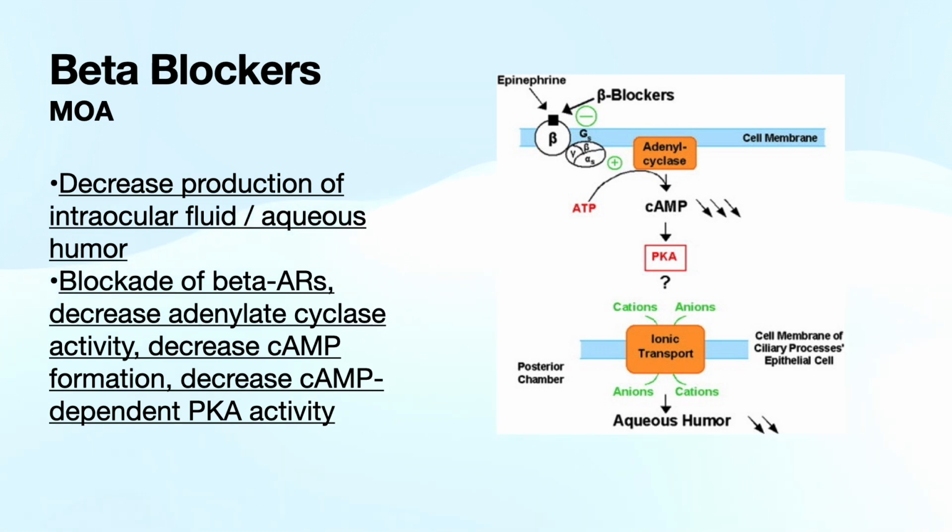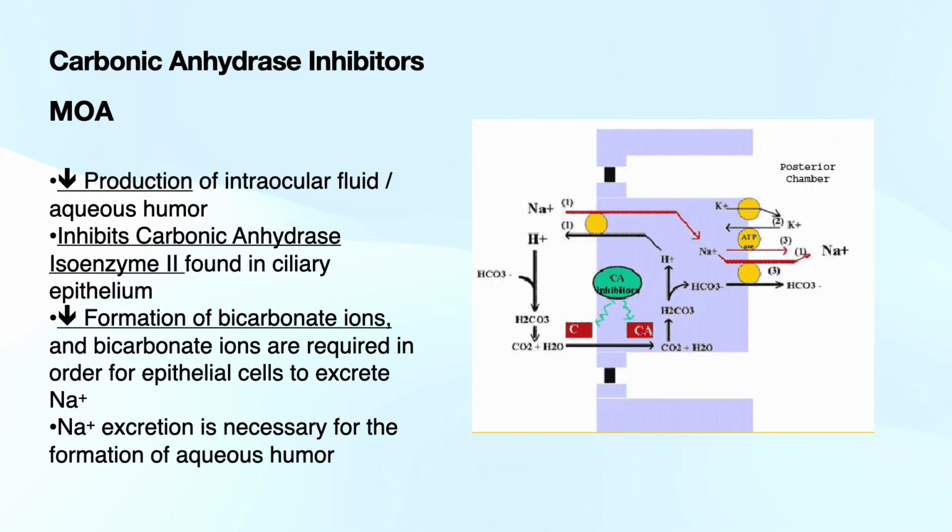adenylate cyclase activities and further decrease cyclic AMP formation and decrease cyclic AMP dependent PK activities, and ultimately lead to the decrease in the productions of aqueous humor. Now we can also use carbonic anhydrase inhibitors to decrease the productions of intraocular fluid.